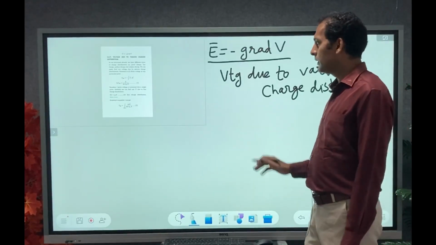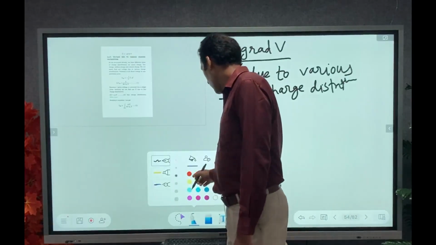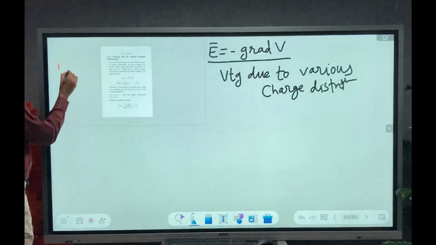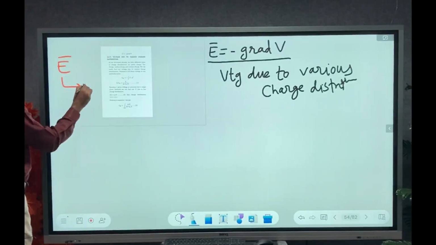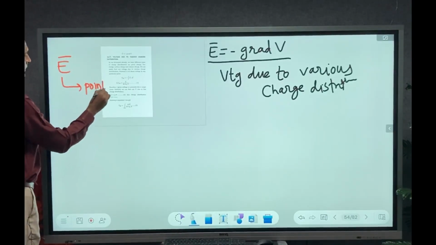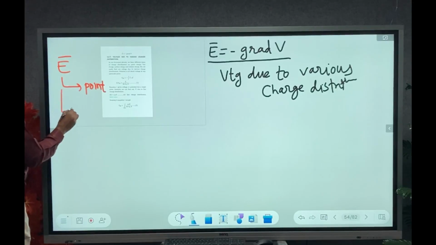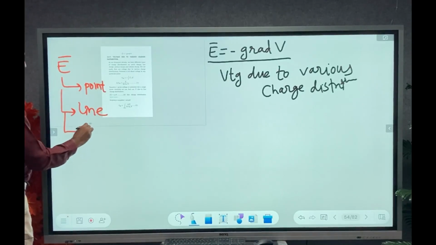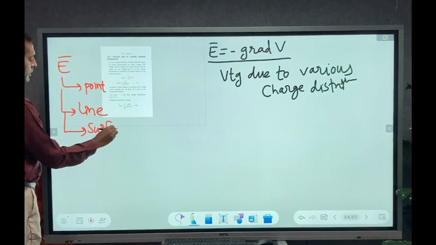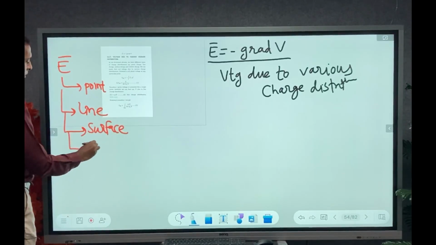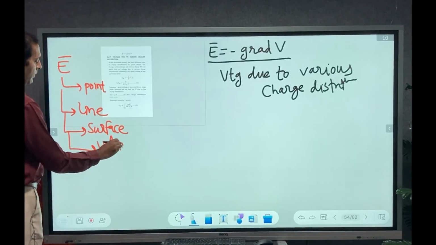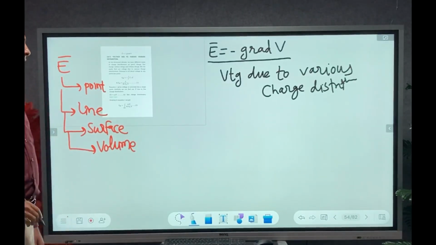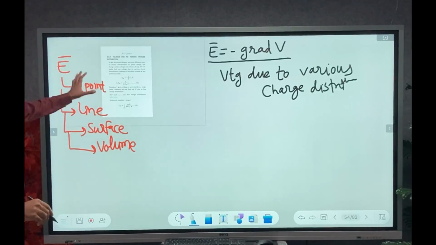Right. Now first, we will look at electric field intensity. We have seen various cases: electric field intensity due to a point charge, then electric field intensity due to a line charge, electric field intensity due to a surface. We can also have electric field intensity due to a volume. In a similar way, we can find out the voltage for various charge distributions.